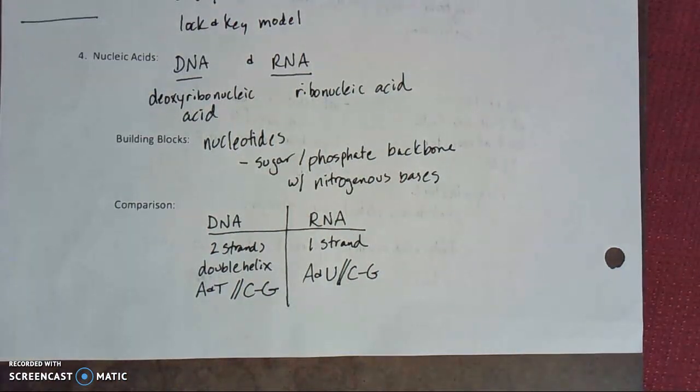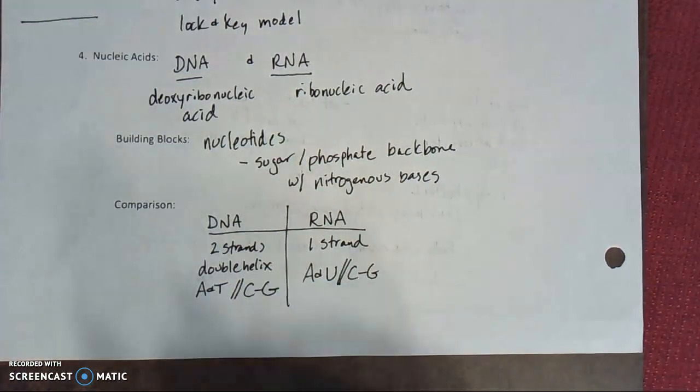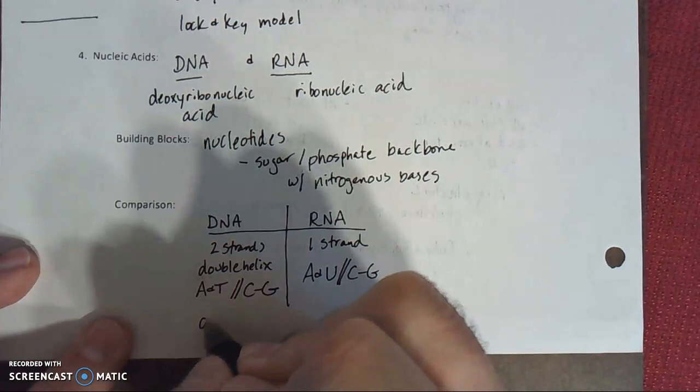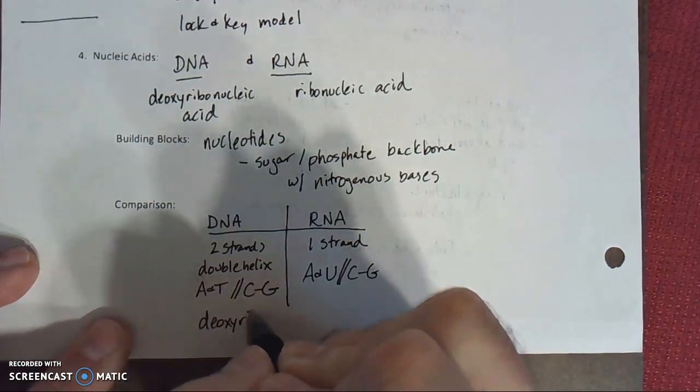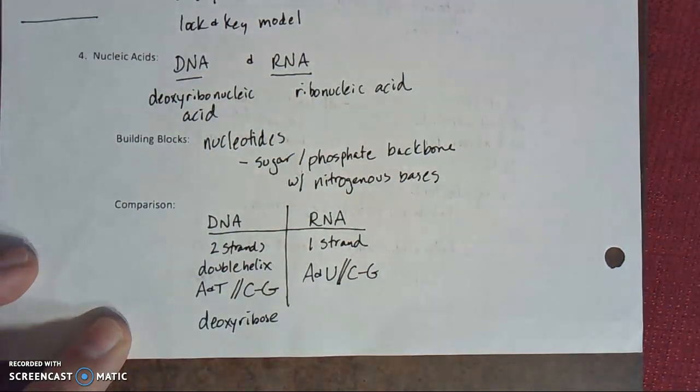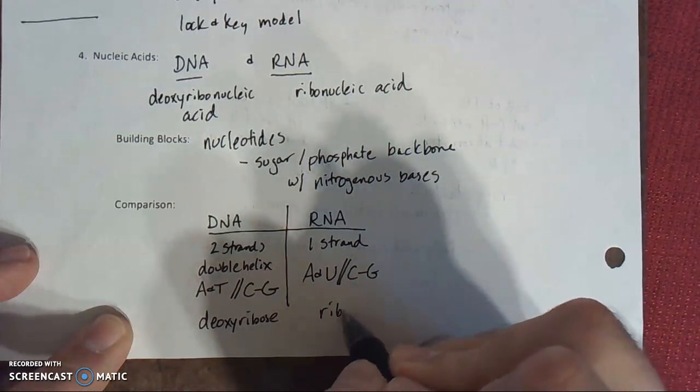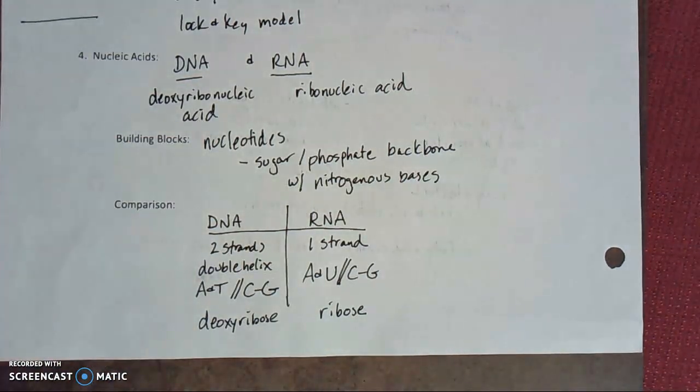And then the sugar that forms part of the nucleotide is different. And that's where the names come from. So here we have deoxyribose. Ose at the end of something usually indicates that it's a sugar, like ACE for an enzyme. And here we have ribose. So those are the main differences between DNA and RNA that we need to know for this chapter.